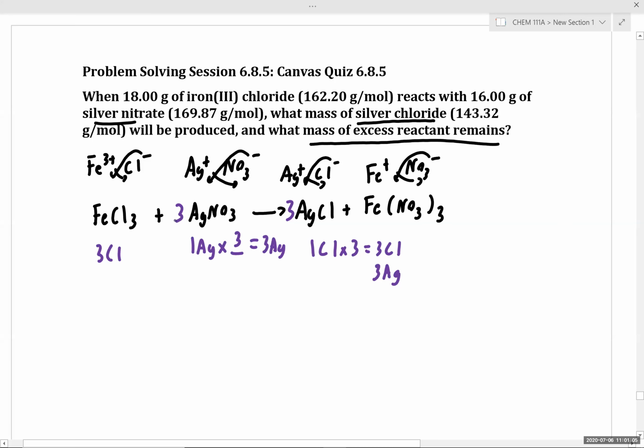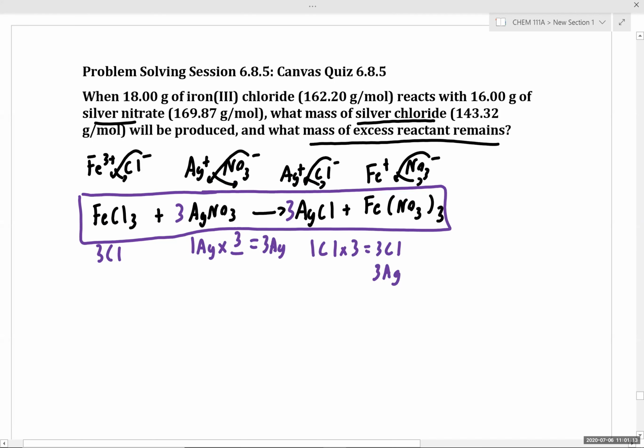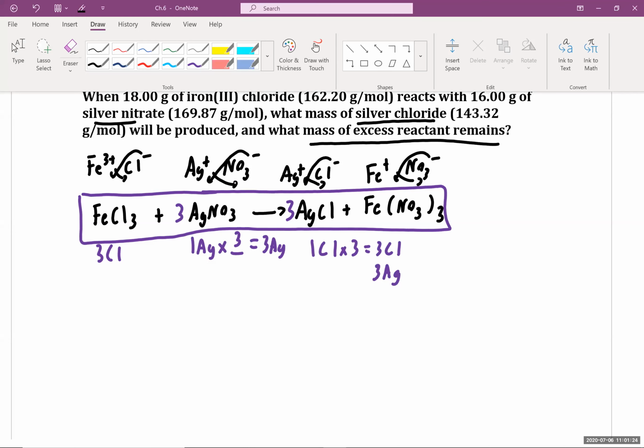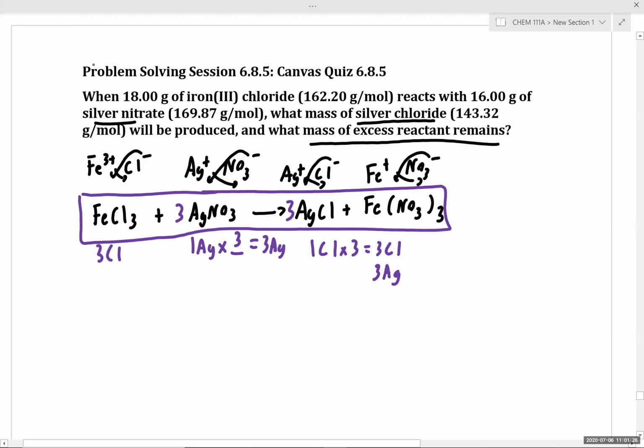Perfect. So now that we have our balanced chemical equation in place, let's try to use this chemical equation to calculate the expected mass of product. So let's take about 5 to 6 minutes to work through this example, and let's use stoichiometry to calculate the expected mass of product, identify our limiting reactant, and then calculate the mass of excess reactant remaining. So we'll discuss this example in about another 5 to 6 minutes.